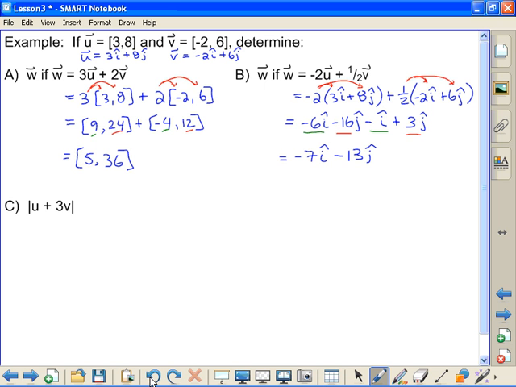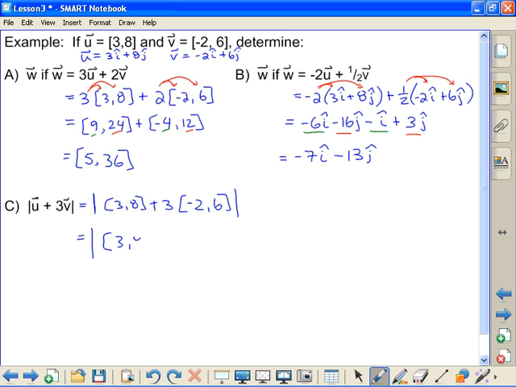Some people are going to drift one way or the other, and it'll change throughout depending, and if you go back and forth, that's also fine. I want to find the magnitude of u plus 3v. So I have to maintain these magnitude signs. So my u vector is 3, 8 plus 3 times the v vector, negative 2, 6. So I can't lose those magnitude symbols.